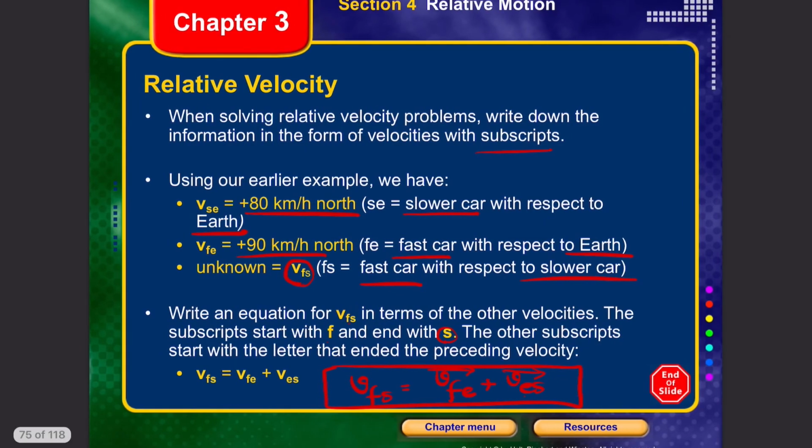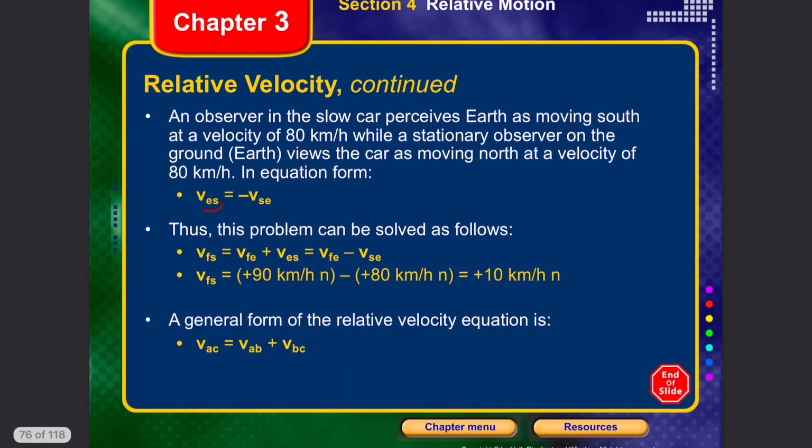ES is the opposite of SE. So VES becomes minus VSE. When you calculate VFS, it becomes VFE plus VES, and we know that VES is minus VSE, so we can write it as VFE minus VSE. So the velocity of the fast car with respect to the slow car becomes plus 10 kilometers per hour.